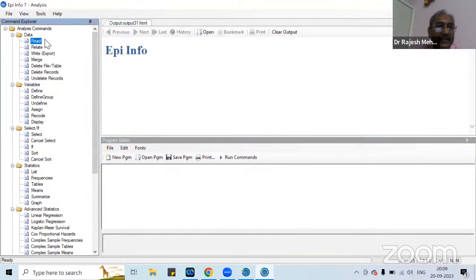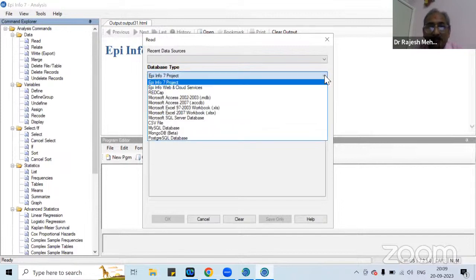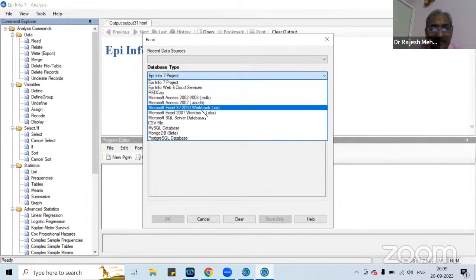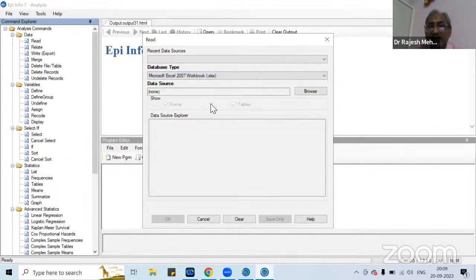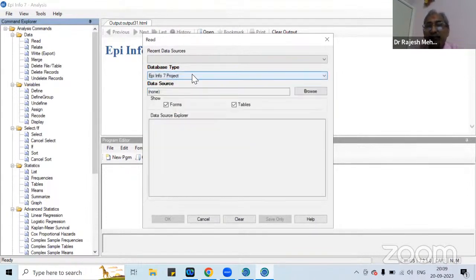Now, first command: Read. Here, you should be clear whether you are importing from the project or selecting from Excel. If it is an older version, it will take. A newer version, it may not take. And this is a concept of project. Epi Info project means there could be several tables. Here, when I say table, the word is equivalent to Excel sheets. So basically, a single project can have 10 or 20 databases.